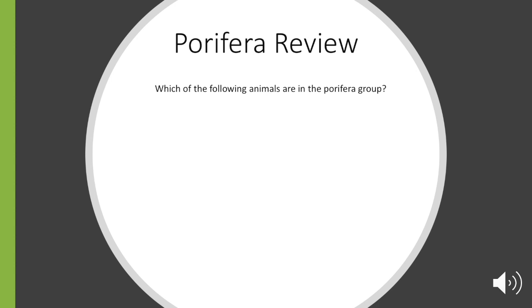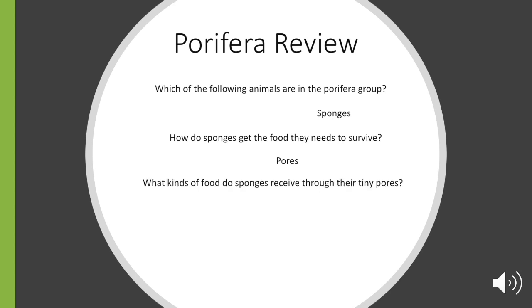Which of the following animals are in the porifera group? Jellyfish, starfish, snails, sponges. That should be an easy one. Yep, you're right, sponges. How do sponges get the food they need to survive? And just keep track of how many you get right and how many you miss. Their mouths, their skin, their pores, or their bodies? You got it, pores.